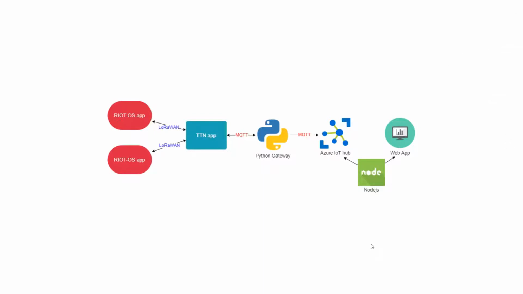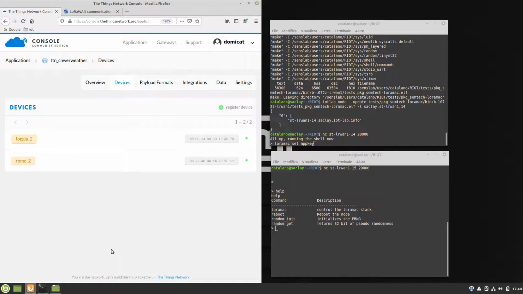An important part of this project is that the two RIOT-OS applications are run on IoT Lab, which is an infrastructure facility suitable for testing small sensor devices. In this case, I have used two different sensors that run on two different nodes that are located in Saclay in France. So this is how it works.